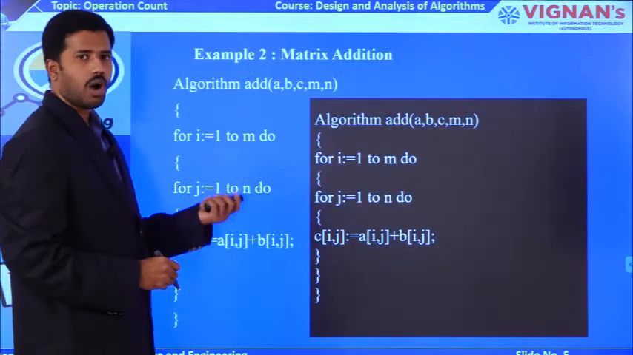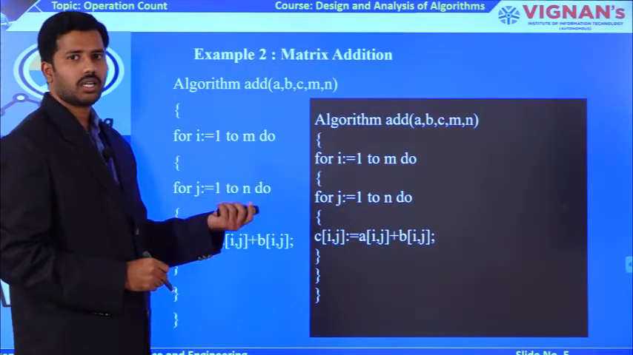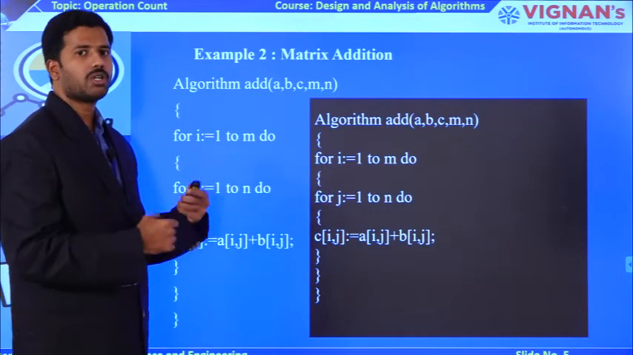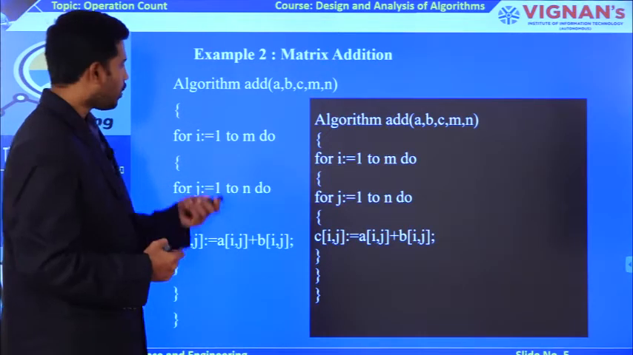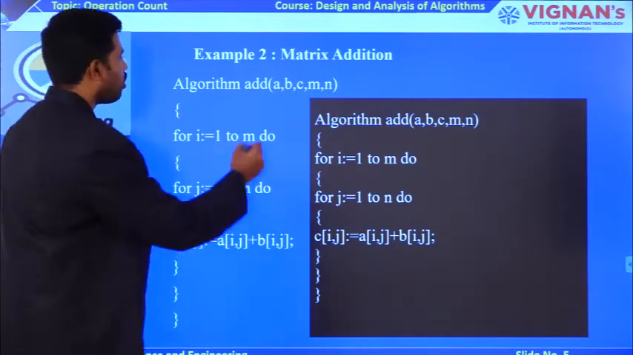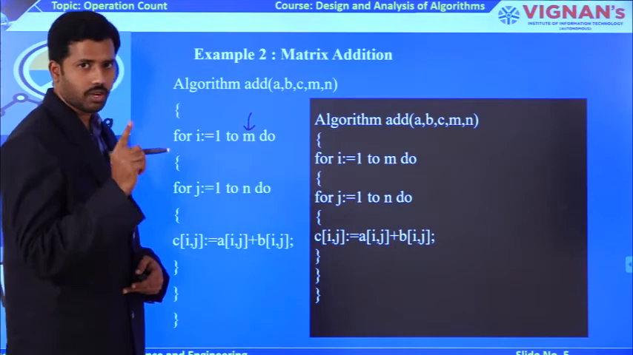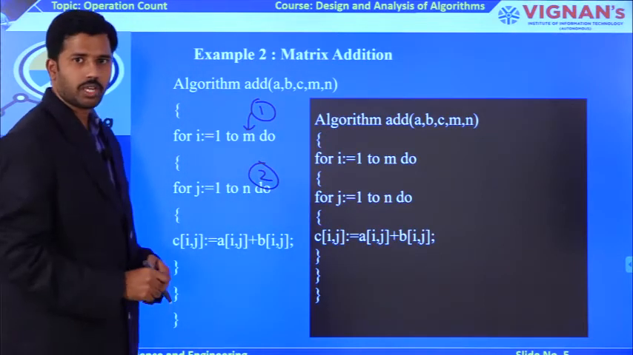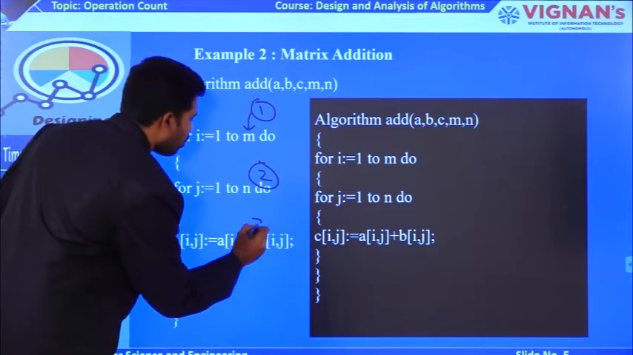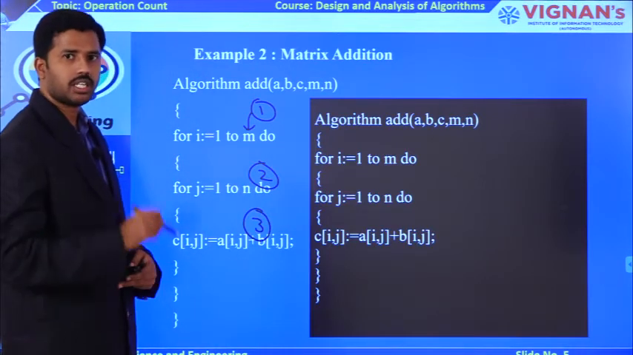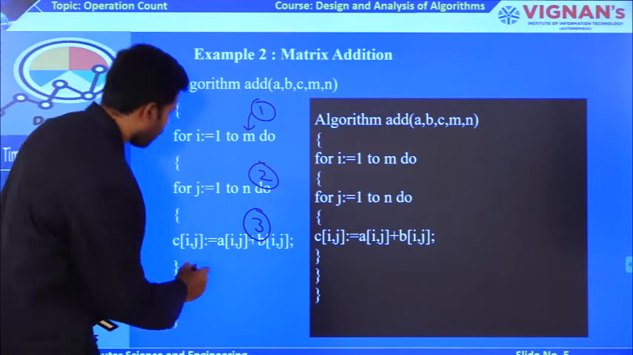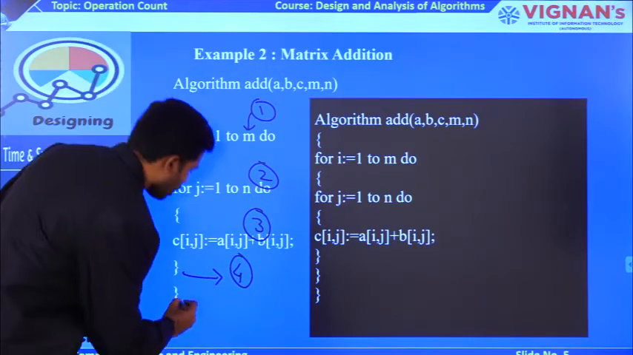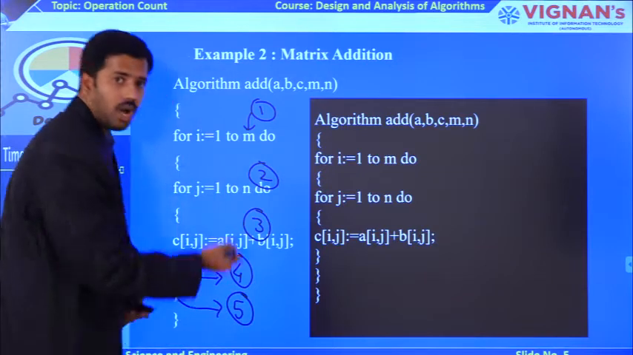Now focus on how to declare the count variables, how many count variables you require based on the number of operations, and how to update these count variables. Can you tell me how many count variables you require? The first count variable is required for the first for loop. The second count variable is required for the second for loop. The third count variable is required for the statement inside these 2 for loops. The fourth count variable is required for the control coming out from the inner for loop, and the fifth count variable is required for the control coming out from the outer for loop.